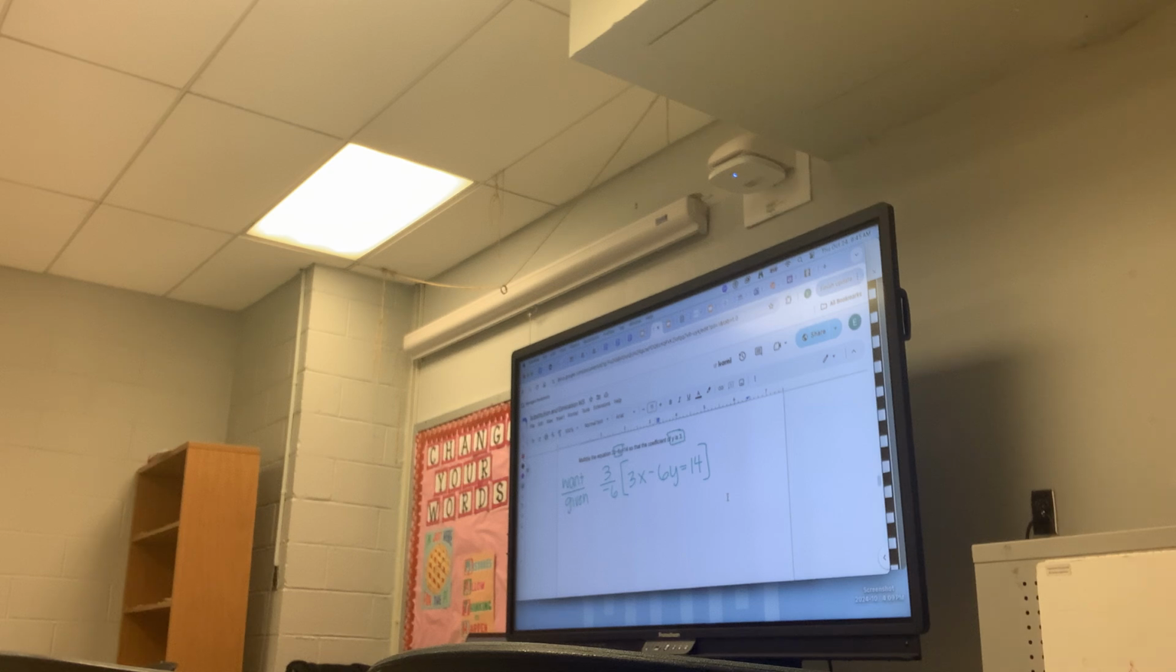Is this positive or negative? What's in front of us? There you go. And what's in front of you? Positive. So is it positive or minus?